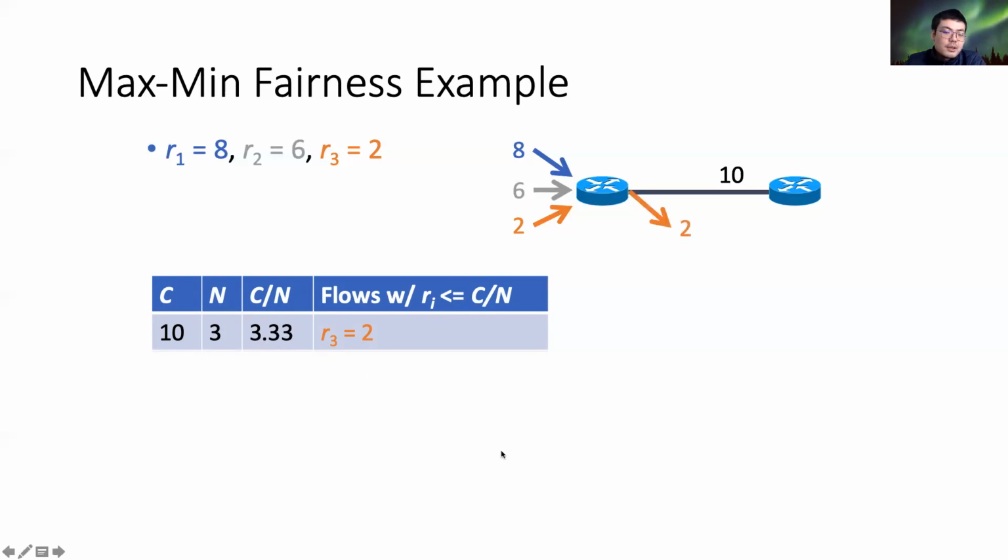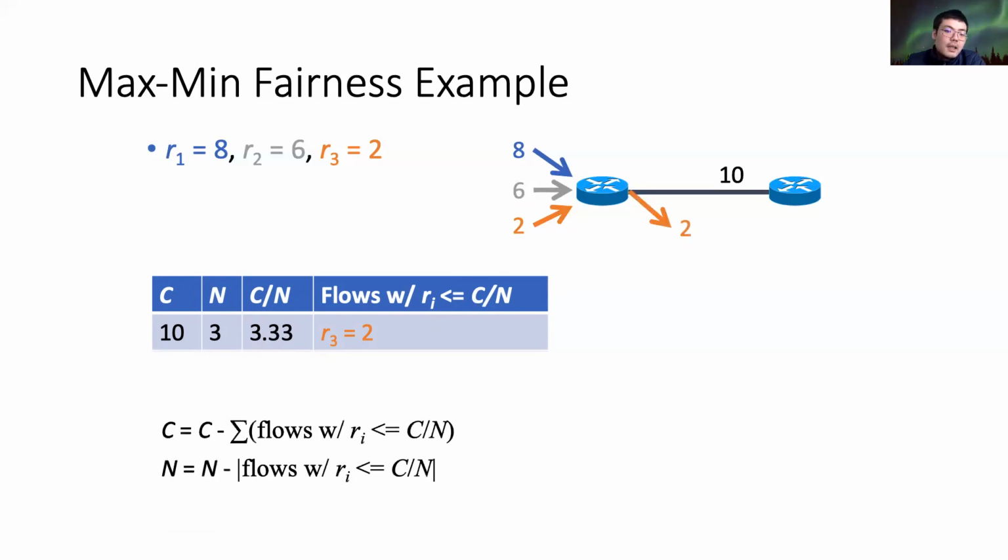So if it requests 2, it will send 2. Now, the other 2, 8 and 6, are all above the average, right? So what we can do is, 10 minus 2 is 8. We still have 8 bandwidths that can be shared by these 2. What we do is we compute: we still have a capacity of 8, but we have 2 flows to satisfy.